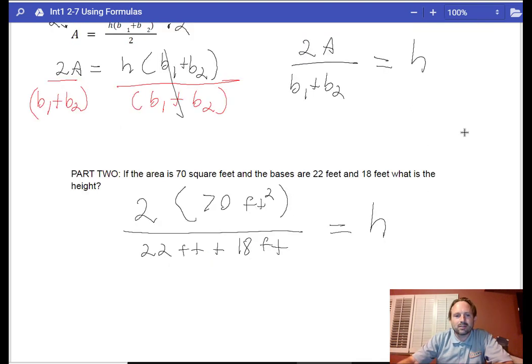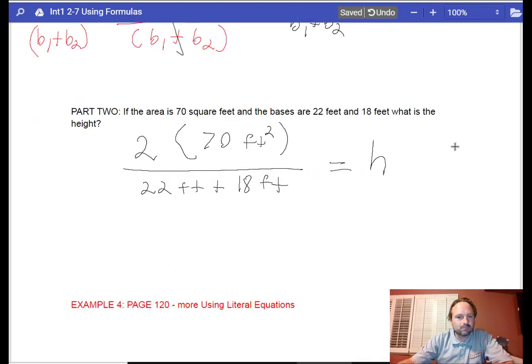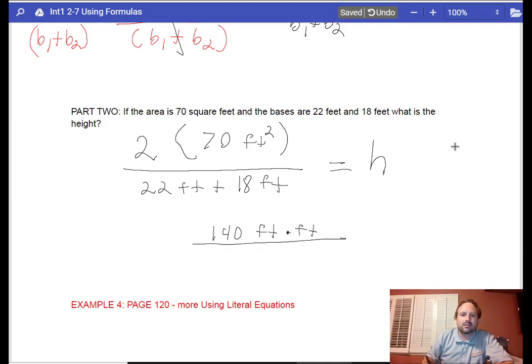Well, that wants us to solve it. So let's do that. 2 times 70 would be 140 feet squared. But just remember, this would be feet times feet. That's going to be important in just a little bit. 22 feet plus 18 feet would be 40 feet. Is equal to the height.